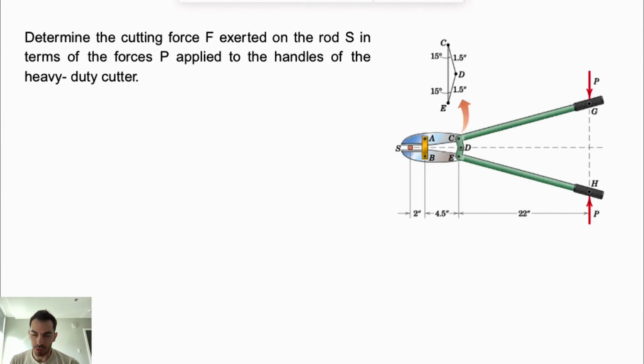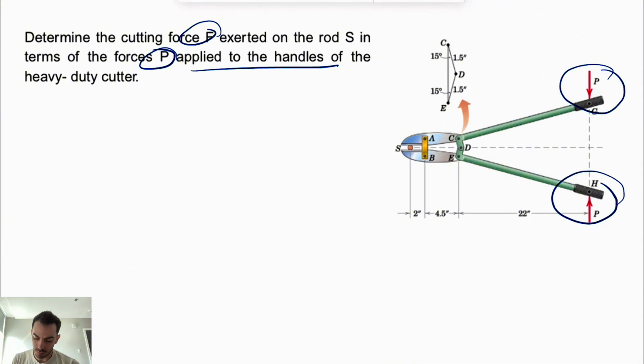Alright, guys, we're going to be solving another question from chapter 4 of Engineering Mechanics by Meriam. In this one, we need to determine the cutting force F exerted on the rod S in terms of forces P applied to the handles of the heavy-duty cutter. As always, we need to dismantle this system at first, and after that, we're going to use our equilibrium equations to find the unknowns that we have.